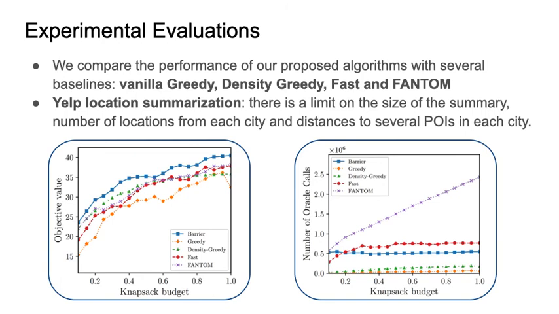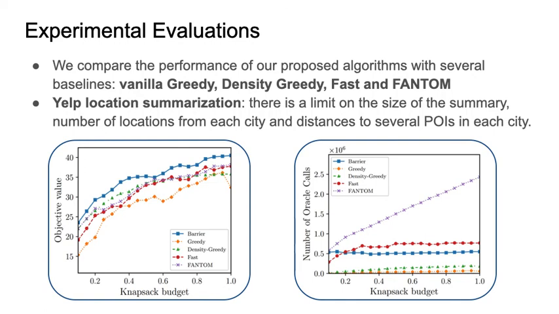In this paper, we also demonstrate the practical effectiveness of our algorithms over several real-world machine learning applications. These applications include a movie recommendation system, summarization tags for YouTube videos, Twitter feeds of news agencies, and Yelp business locations. We also consider a set cover problem. We compared the performance of our proposed algorithms with several baselines, including vanilla greedy, density greedy, and two state-of-the-art algorithms, FAST and Phantom.